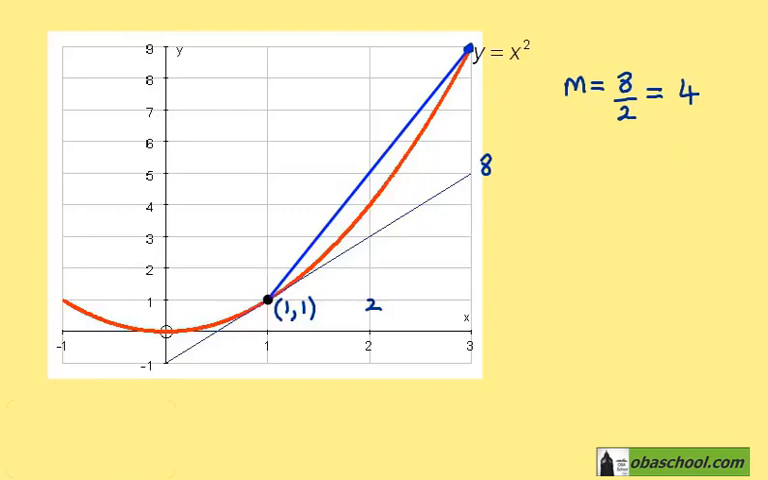We'll get a better estimate if we use a point that's closer to our original 1, 1. If we use this point, the point 2, 4, we can see the gradient of the chord is closer to the gradient of the tangent. This distance is 3 and this one 1, so the gradient of this chord is 3 over 1, which is 3. We can see that as we moved our point closer, we got a better estimate of the gradient of the tangent.